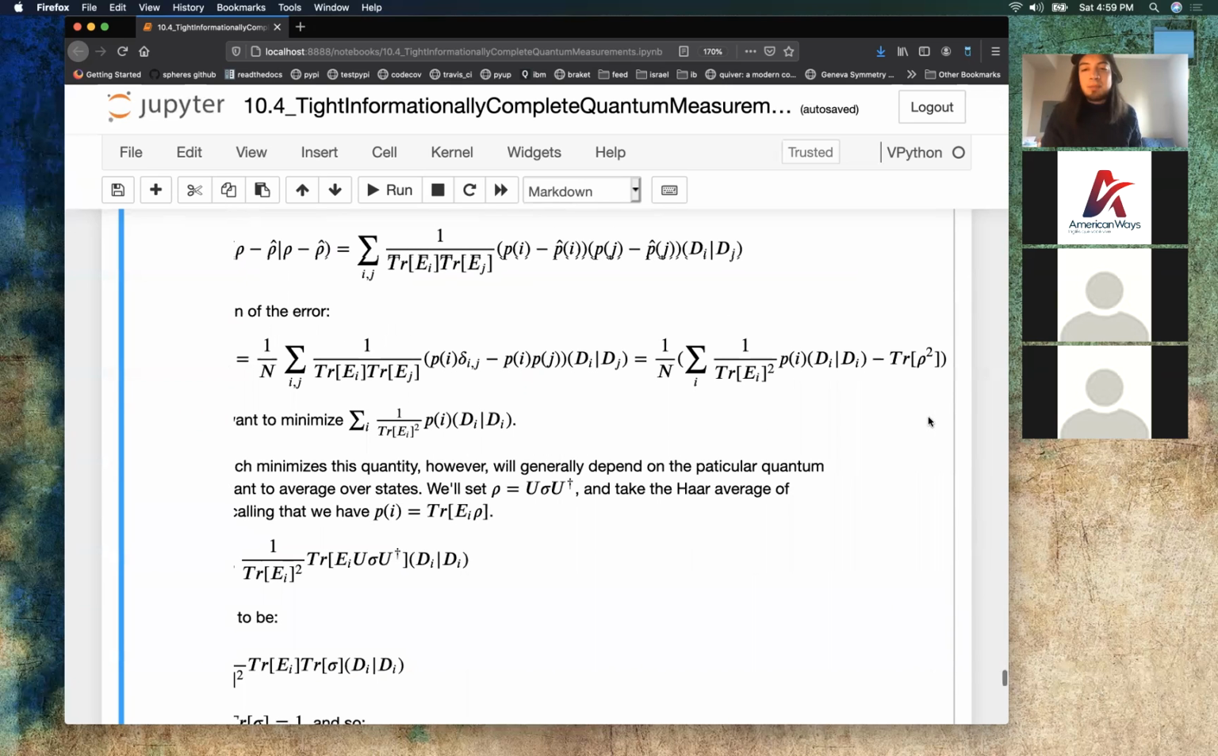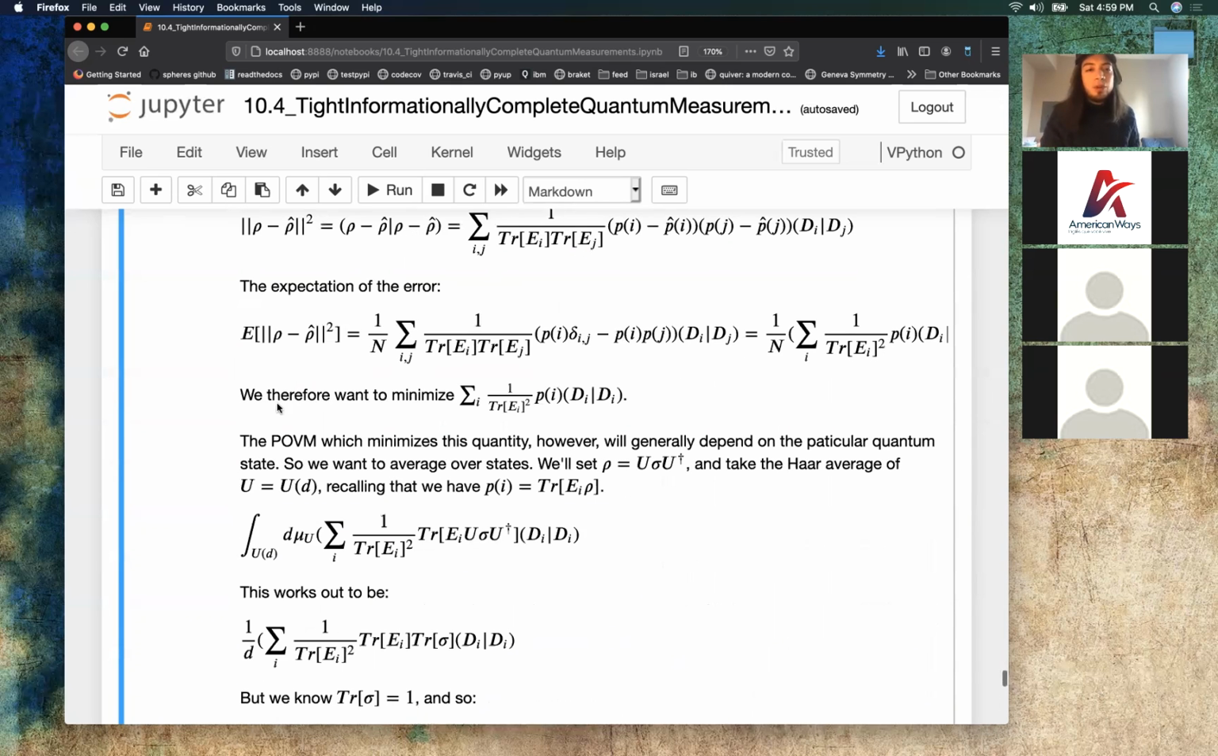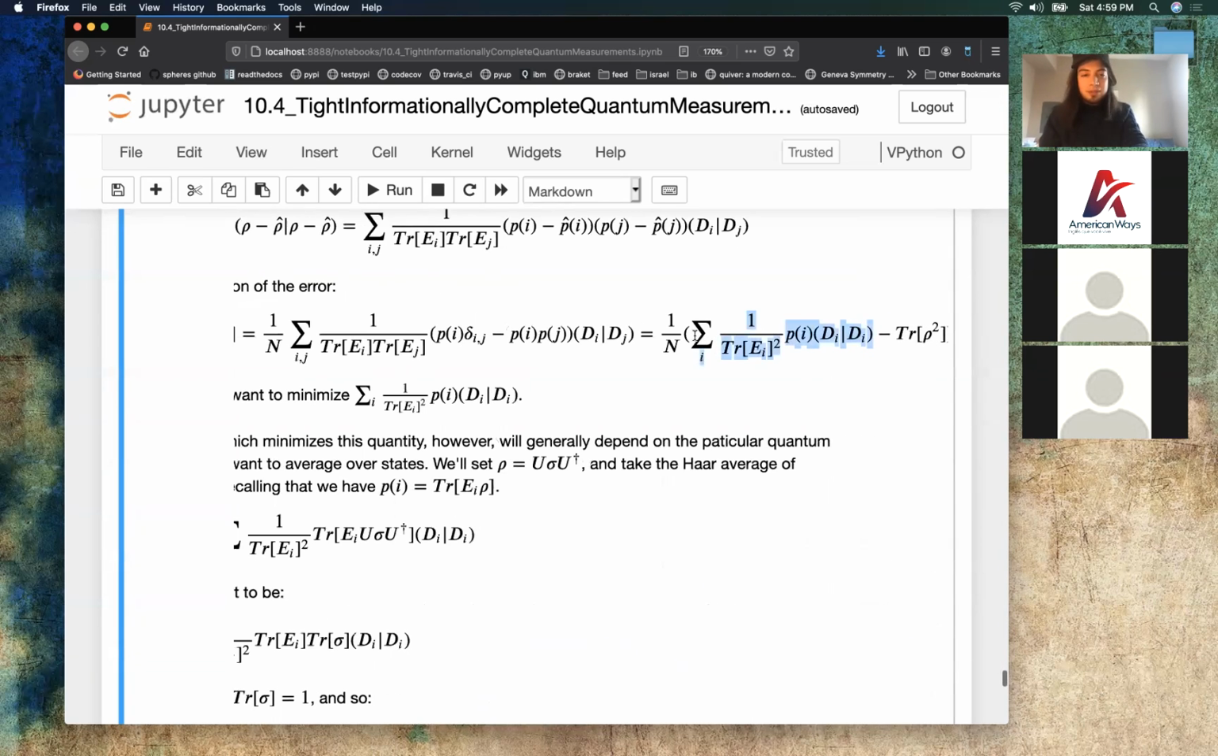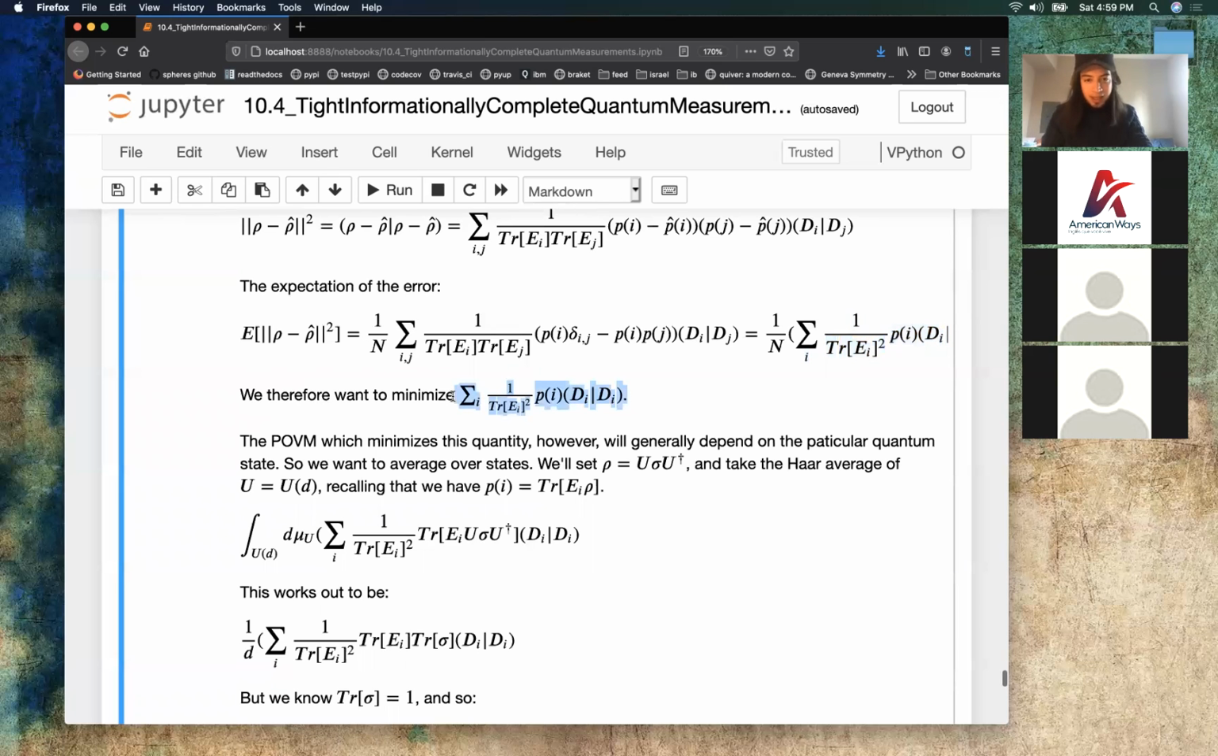Details don't matter that much, but the point is, what we want to do is minimize the expectation value of the error. We're not going to be able to control the trace of rho squared, but we can play around with this term. So the question is, how small can we get this?